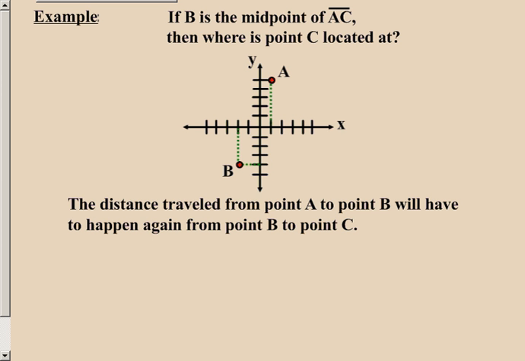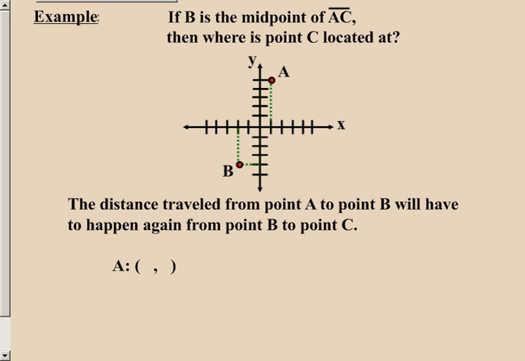Now, if B is the midpoint between point A and point C, then the distance traveled from point A to point B will have to happen again to get from point B to wherever point C is at. That is the basic idea of what a midpoint guarantees us. So we're going to use that information to help us pinpoint where point C is at.